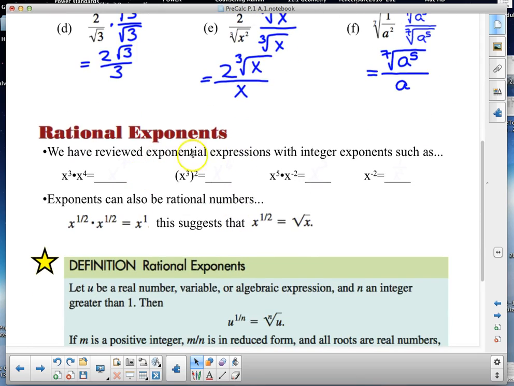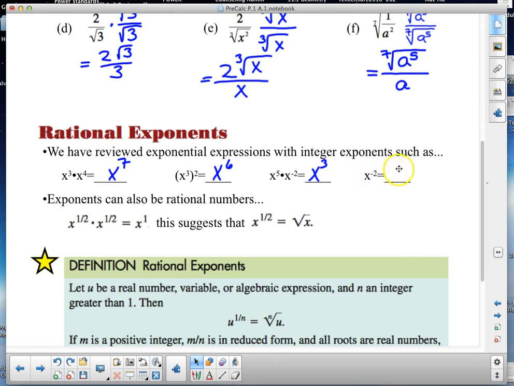Now, we have reviewed exponential expressions with integer exponents such as x to the third times x to the fourth is x to the seventh, x to the third raised to the second is x to the sixth, and x to the fifth times x to the negative 2. I'm just going to add the exponents. That's x to the third.